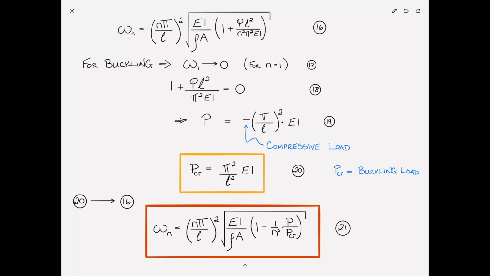And then what is also useful to note is that if P goes to 0, this cancels out and the frequency becomes the frequency of an Euler-Bernoulli beam. We've seen that before. And then finally, if the flexural rigidity of the beam goes to 0, probably easier to see it in this equation up here, then this will tend to the frequency of a string under tension.